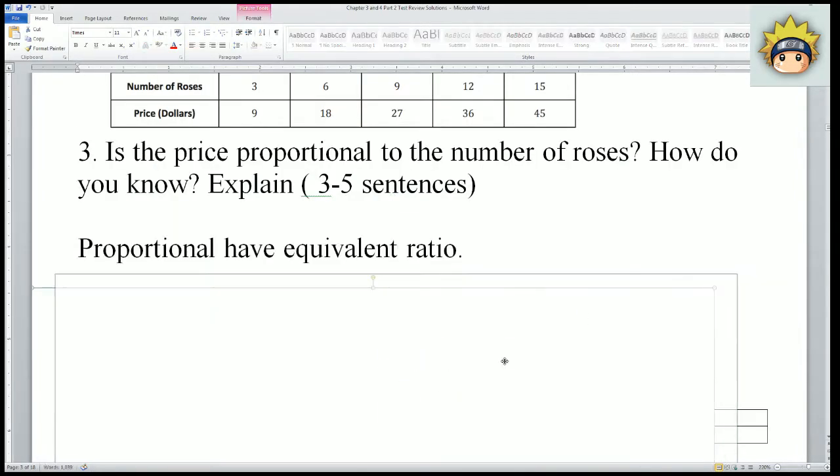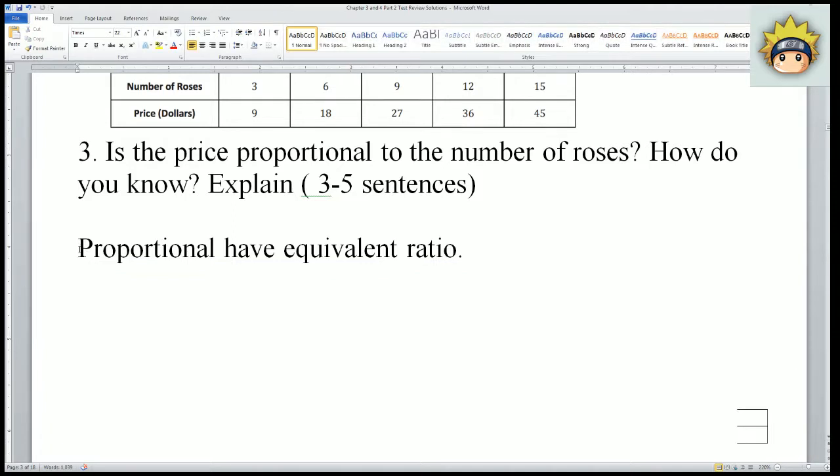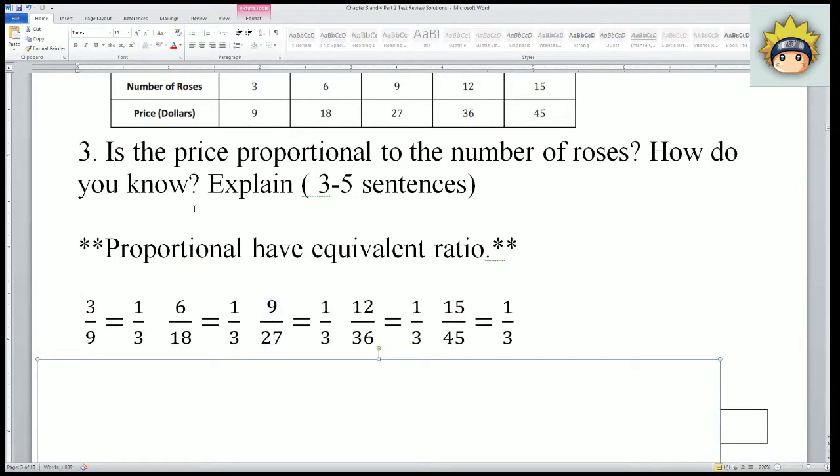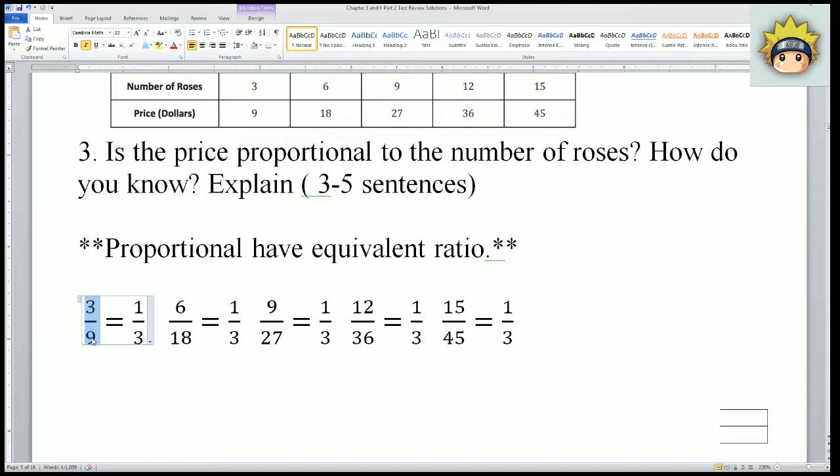Explain. Remember, this is the key idea. This is very key. If you do not understand the basic properties of proportions, you can't do the problem. Proportions have to have equivalent ratios. What equivalent ratios means is that they all have the same ratio. It can be broken down into the same ratio. Let me show you. The first one, 3 over 9. If you simplify 3 over 9, that becomes 1 over 3.